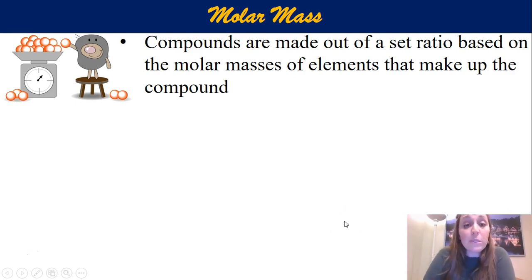So what we did before was really great for finding the molar mass of an element if you have something that's a pure element, purely found in the periodic table, but most things in life are not pure elements. A lot of things are compounds, and compounds we talked about in the last set of notes when we talked about water. Remember, water is always H2O because compounds are made out of a set ratio based on the molar masses of the elements that make up that compound. I always have 2 grams of hydrogen for every 16 grams of oxygen in H2O. How did I get that?